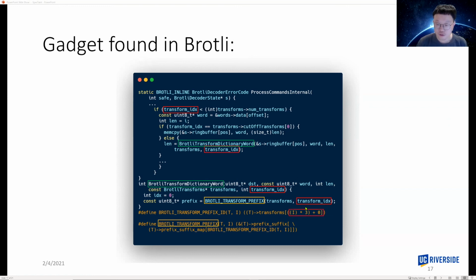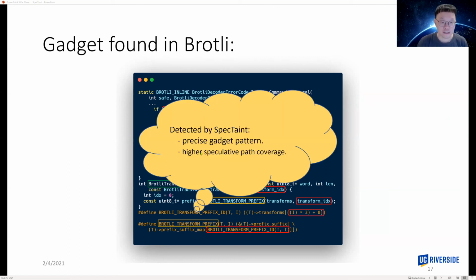Here, it first uses transform_idx to access the transforms array. Then the loaded value is used as an index to access another array. Therefore, an attacker can infer the value in transform_idx through cache side channels. This gadget is detected by SpecTaint. It demonstrates that SpecTaint has a precise gadget pattern. And when given the same seed inputs, SpecTaint can achieve higher speculative path coverage.